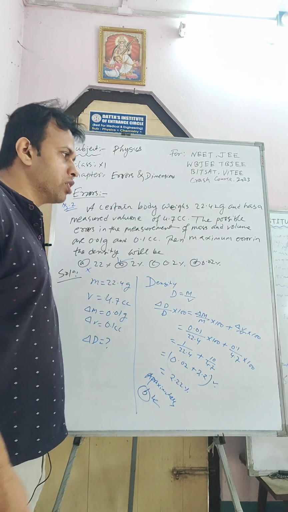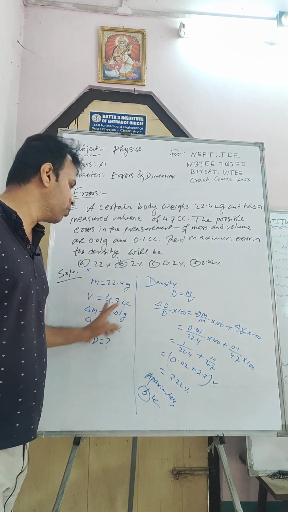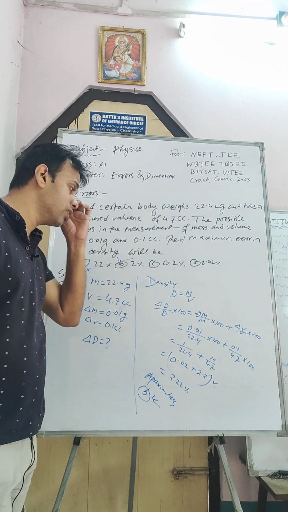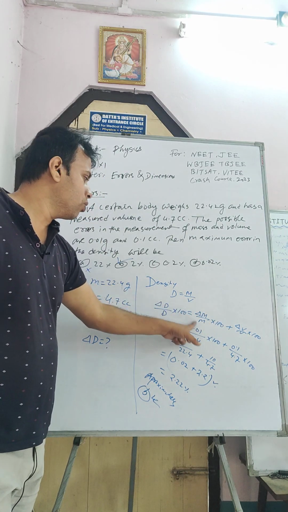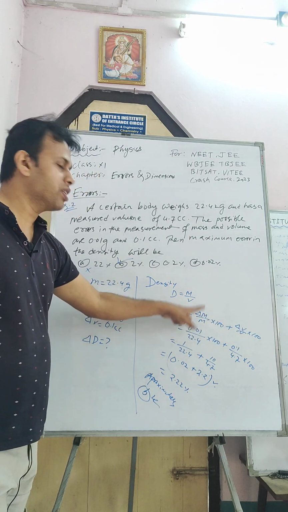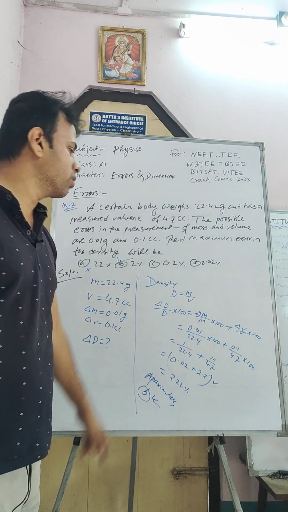So I just split the formula and put all the values differently. Here they are not given in percentage. If they were given in percentage, then I would put this whole part. In the previous question, this whole part was given, but here it is given separately. Okay, I just put the values and simplify, and option B is correct.